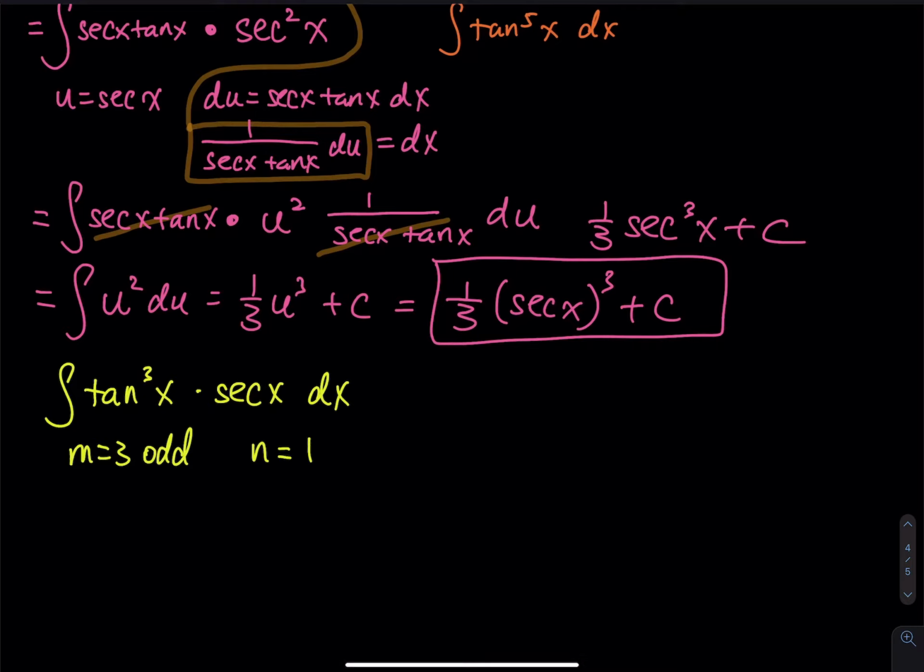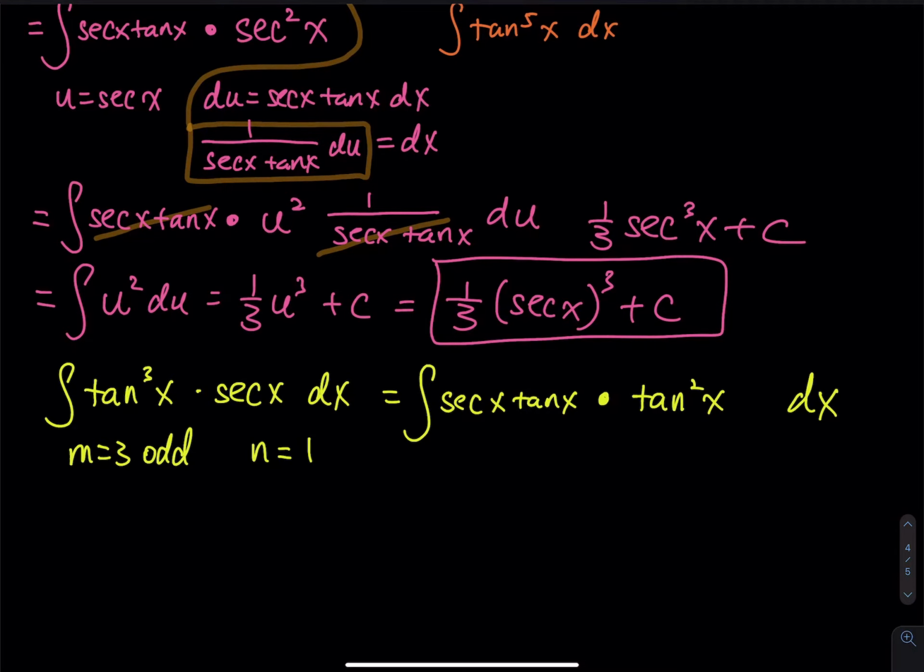What they ask you to do is factor out a secant times tangent. Okay, let's do that. We factor out a secant x times tangent x, and then we draw a big dot, so that is a factor. And then the tangent to the third becomes a tangent square. There is no more secant after this. And then you have a dx.